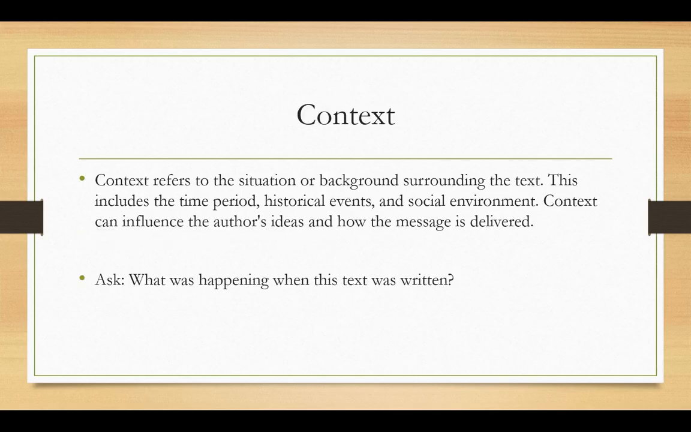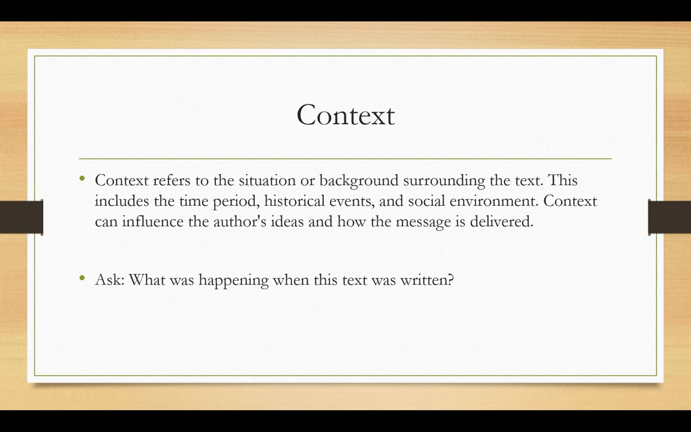Alright, next up we have the context. The context, in simple terms, is the situation surrounding the text. It could include things like the time period, important historical events, or maybe social issues happening at the exact time. For example, a speech that's written during a war would sound extremely different than a speech written during a peaceful time.